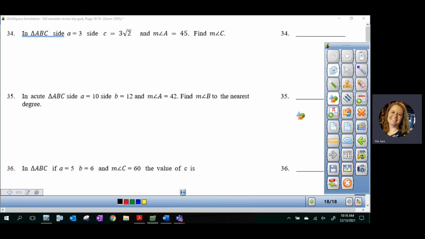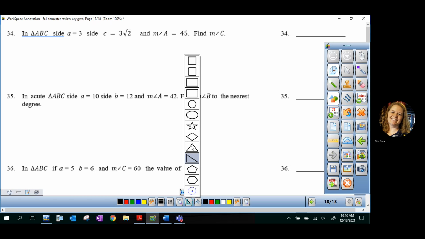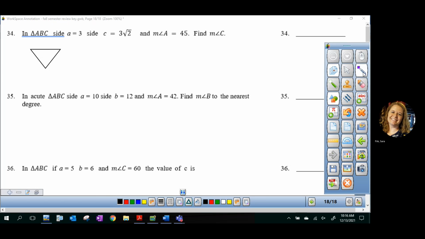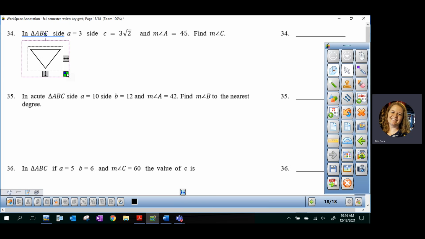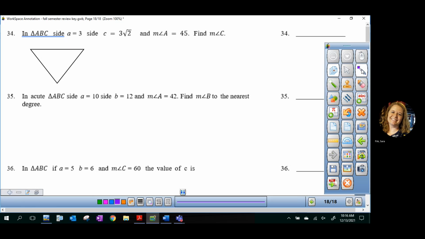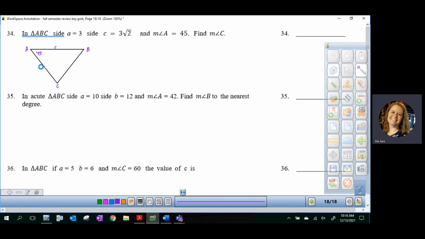Okay, so I'm going to draw a triangle and label it. Make that a little bit bigger. Remember, when you label your triangle, it doesn't matter which angle you do what unless they specify. So I'm just going to do ABC. Angle C is what's missing. Angle A is 45. Side C, side B, side A. Side C is 3√2. And side A is 3.